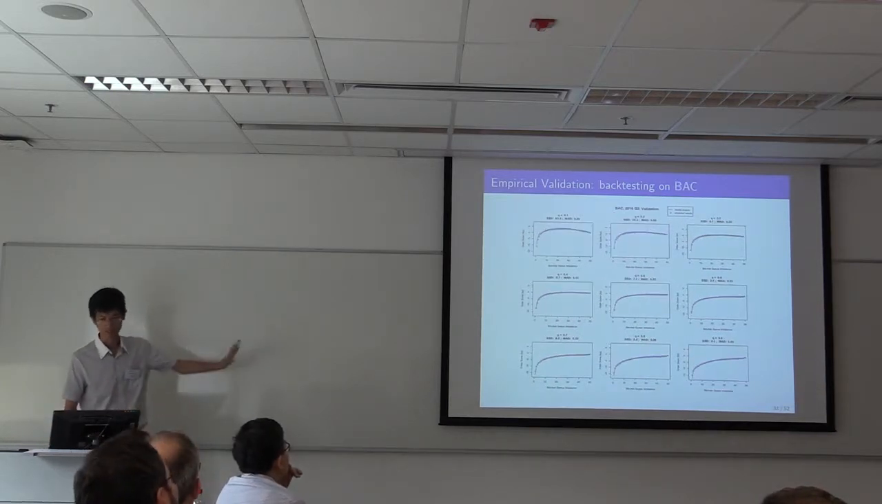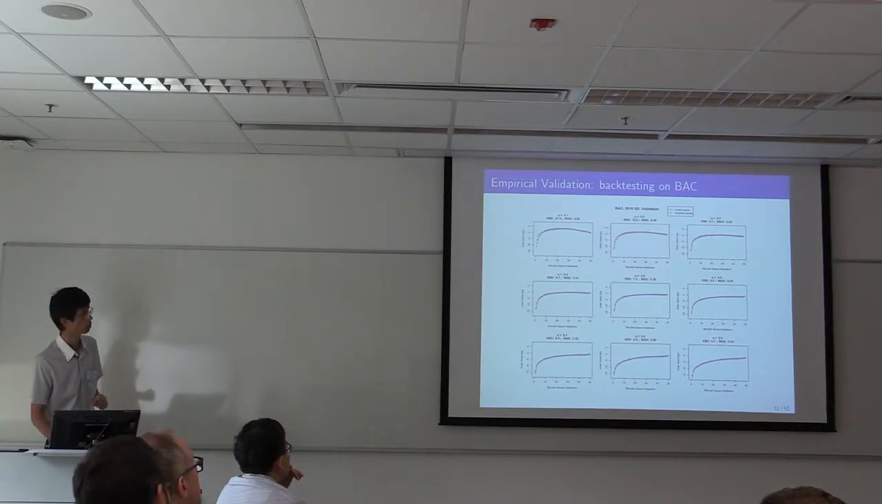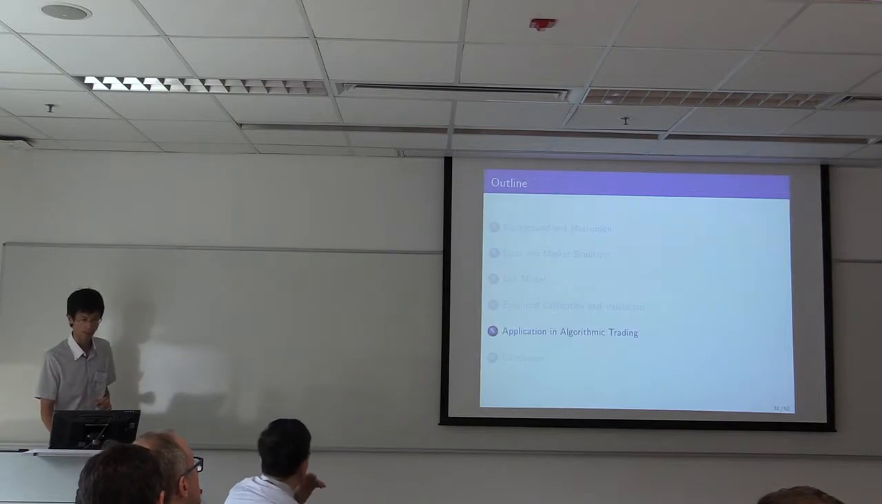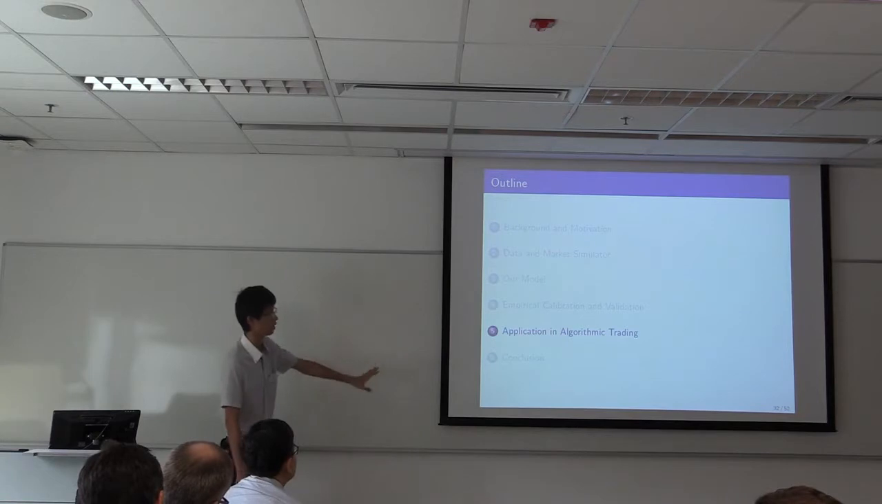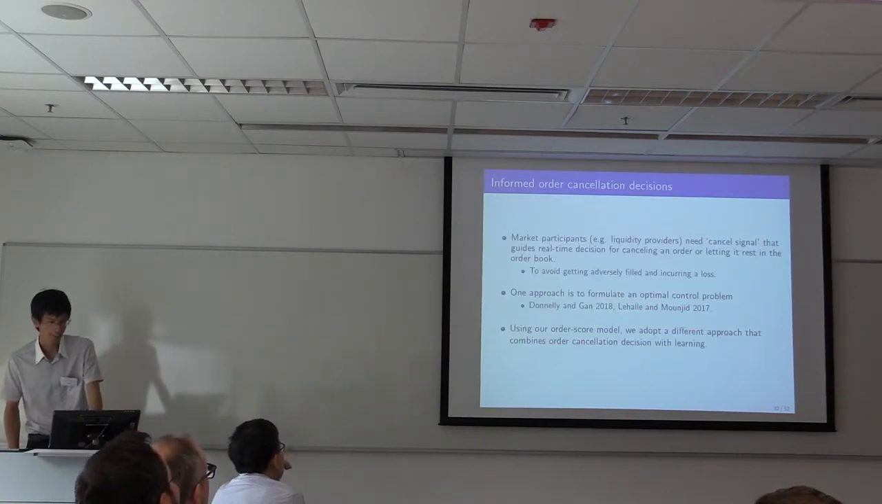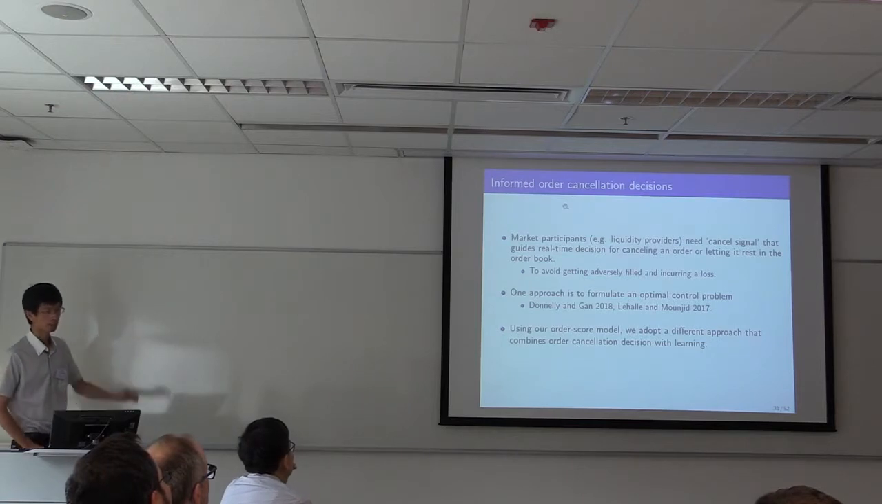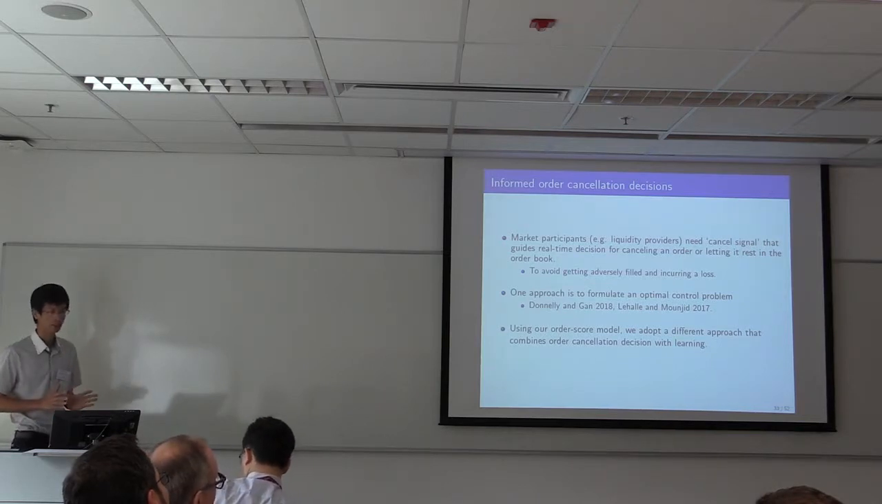But for example, this is for Bank of America, which is matching each other really well. Okay. So what I'm going to discuss next is about decision problems. Okay, how we can use our model in particular. Okay, so I'm going to be interested in this decision problem on informed order cancellations.